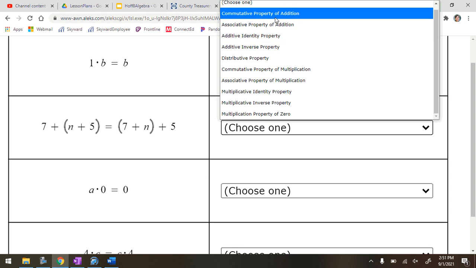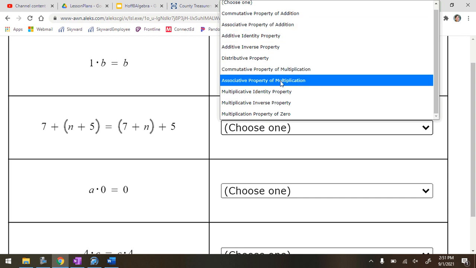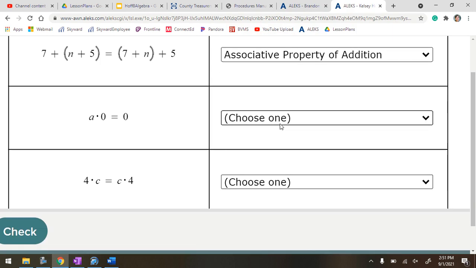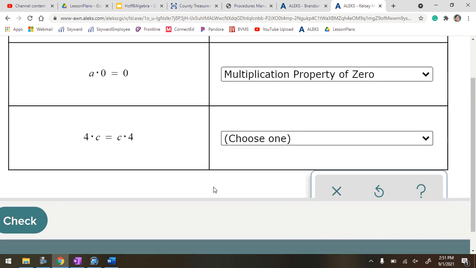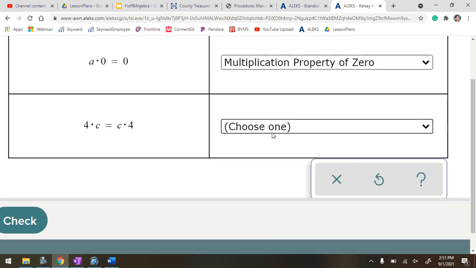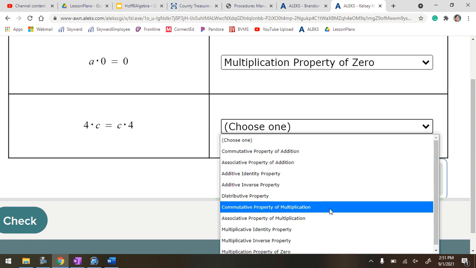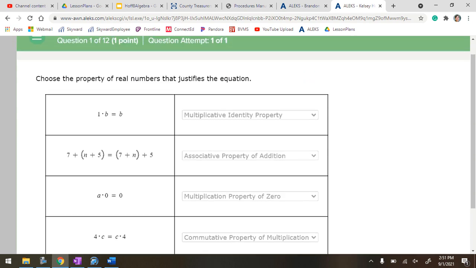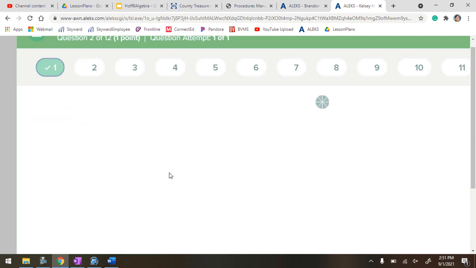Now, there's an addition, there's a multiplication. Addition. A times 0 is 0. Good. 4 times C equals C times 4. Very good. I was going to say addition or multiplication. Yay! All right, we hit the check button. It says good work. You got them right. You go on. Just wait, just wait, just wait.